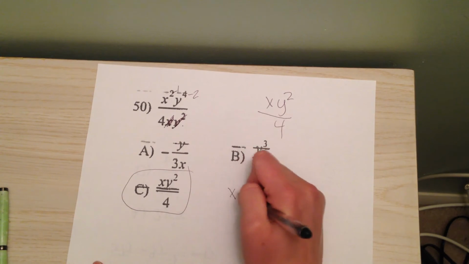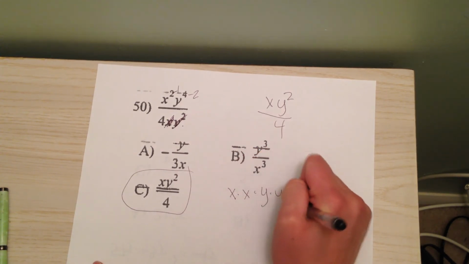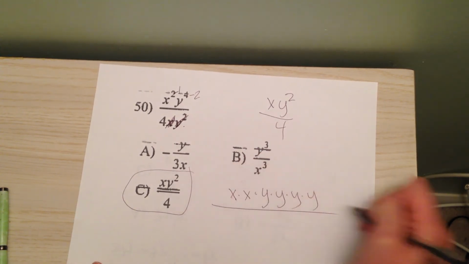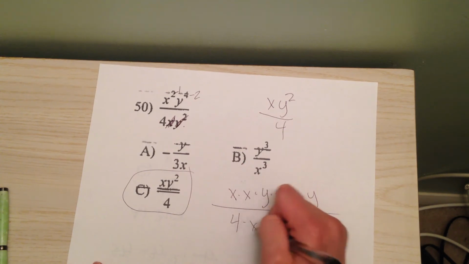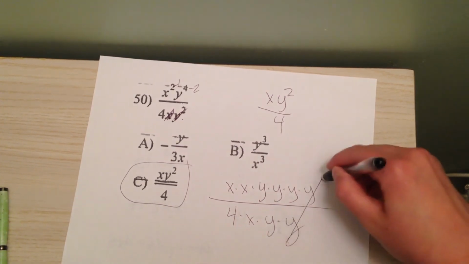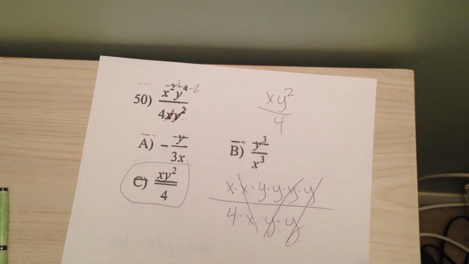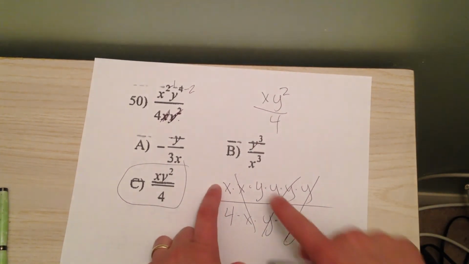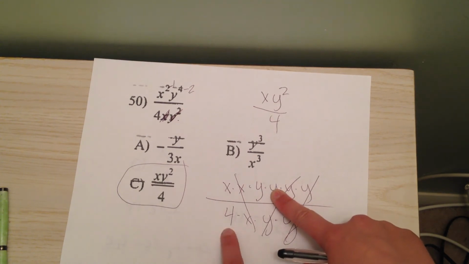Let me show you a different way of solving this one. Write it out. I have x squared on top and y to the 4th. On the bottom, I have 4, an x, and 2 y's. Now it's easier to see this cancellation. You've got 1, 2 gone, and one of these x's gone. So you have x y squared over 4.